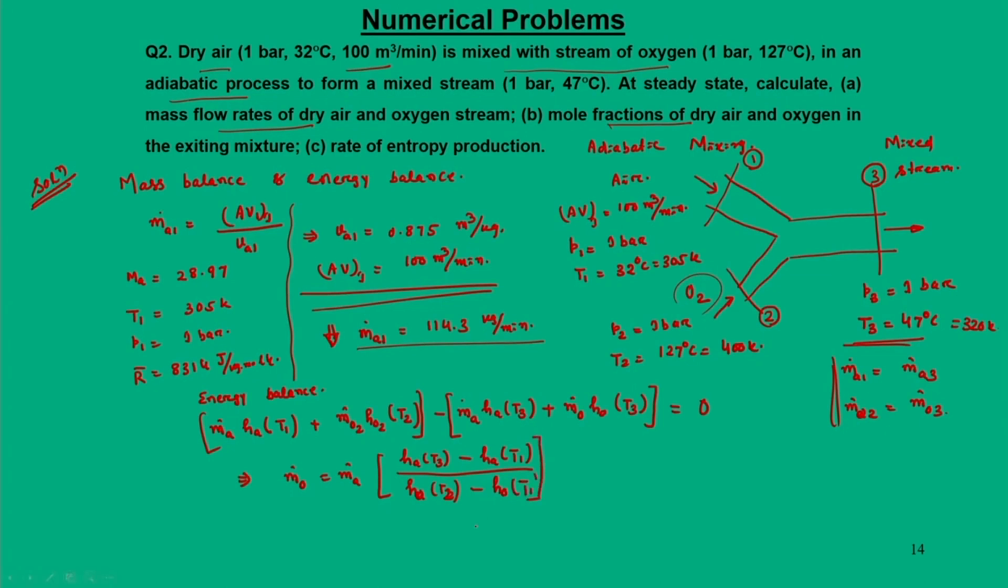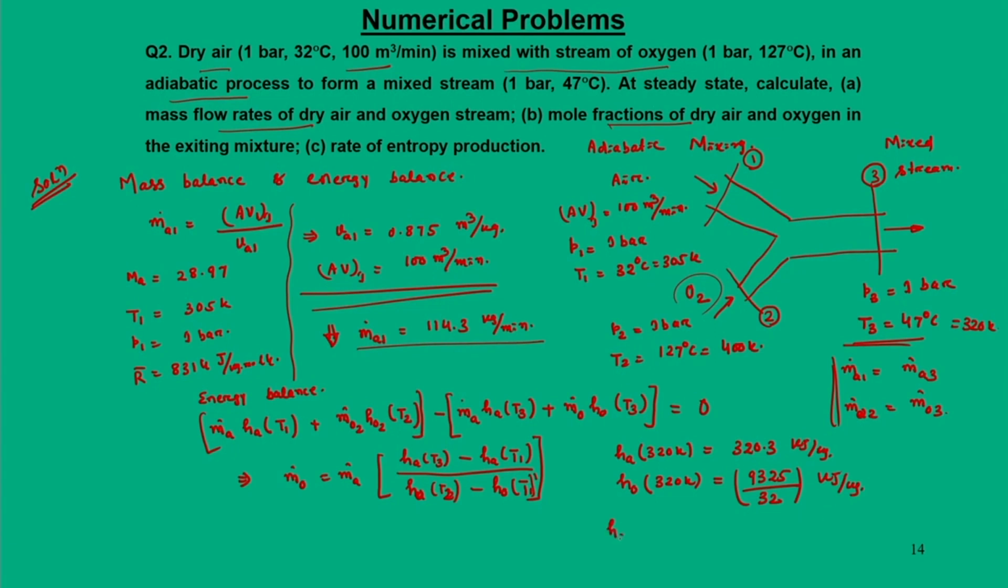So we require enthalpy information at different temperatures. We say HA, air at temperature T3, 320 Kelvin, this number is 320.3 kilojoule per kg. HO, oxygen, is also at the same temperature 320 Kelvin. This value will be 9325 divided by molecular weight of oxygen, kilojoule per kg. You remember you need to find the enthalpy in kilojoule per kg.